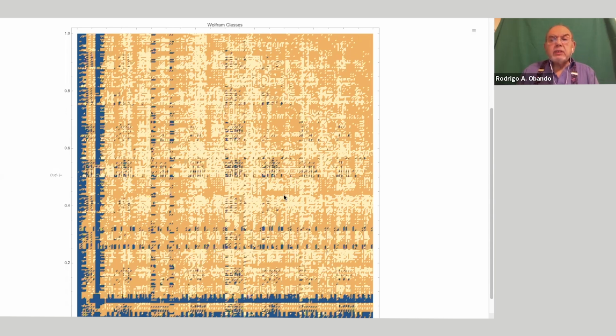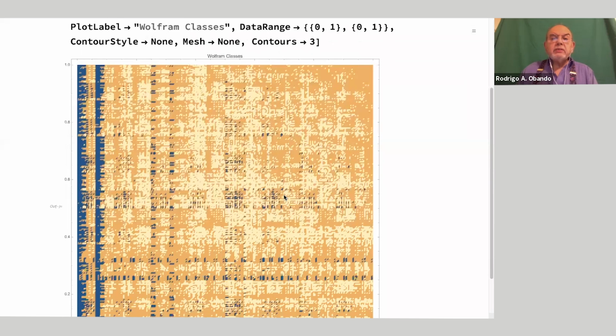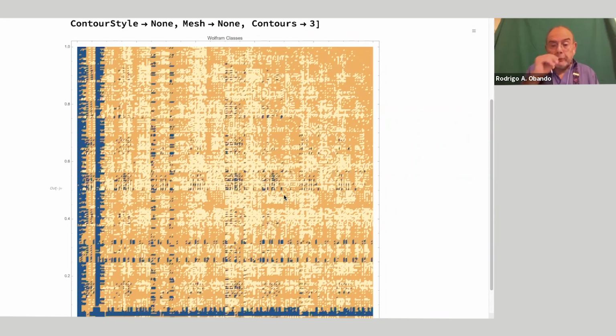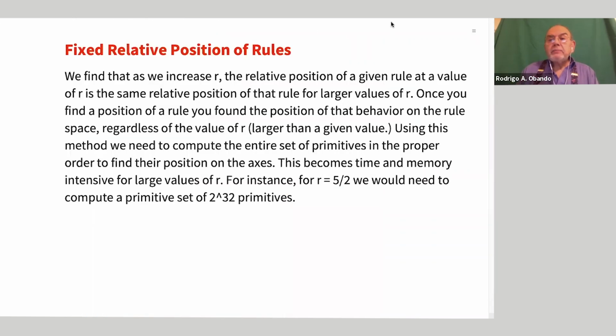So this is what I did, and then I realized that when I did this for the ECA with this one, the rules still maintain relative position with respect to this square, because we had that fixed position. So we find that the relative position of a given rule at a value of r is the same relative position of that rule for a larger value of r. So once we find the position of a rule, we have found the position of that behavior in the rule space, regardless of the value of r, larger than a given value, of course.